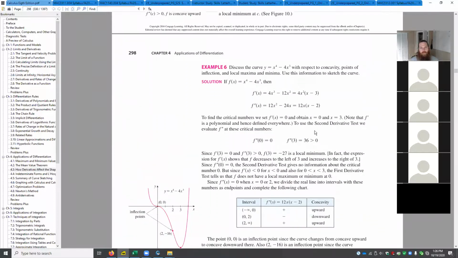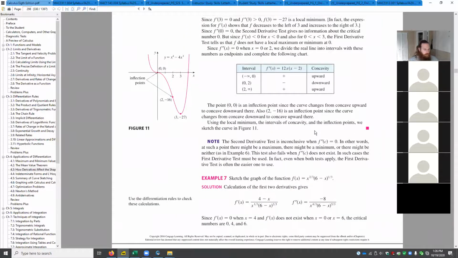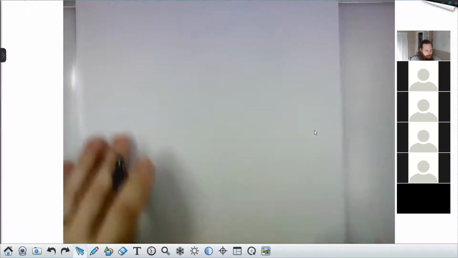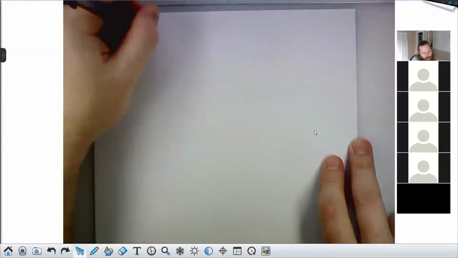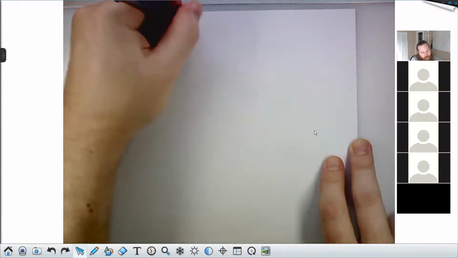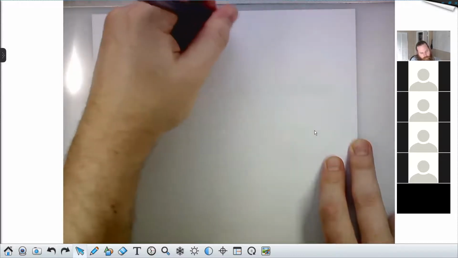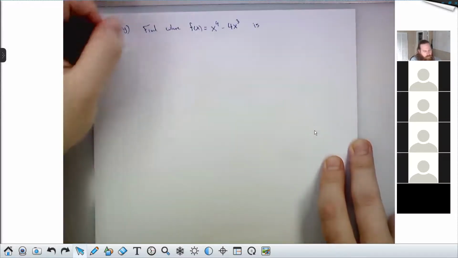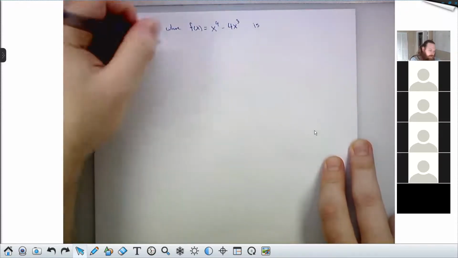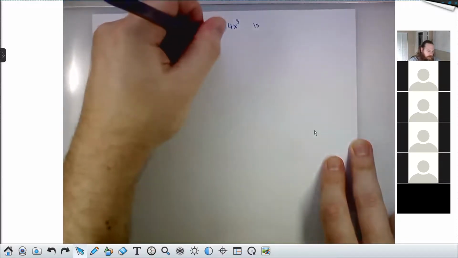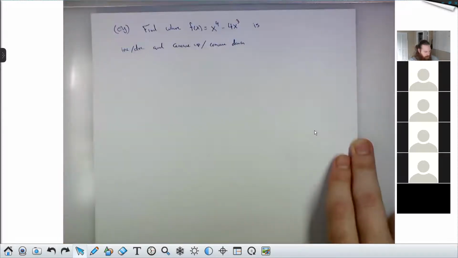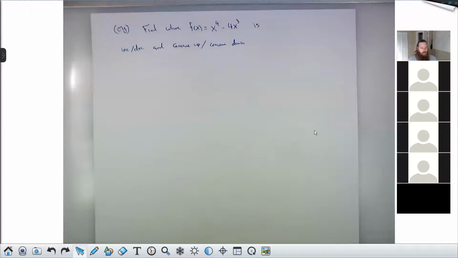Oh yeah, we should define inflection points. Second derivative test I talk about in the video for Wednesday, so I will leave that off for now. But let's sketch a graph here. Let's find where f of x equals x to the 4 minus 4x cubed is increasing, decreasing, concave up, concave down. And then I'll try to connect this in with some of the stuff that you will be learning on Wednesday.